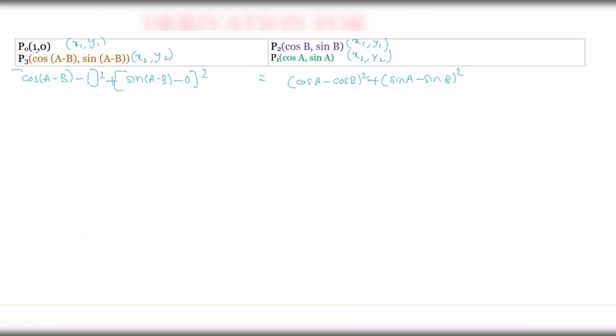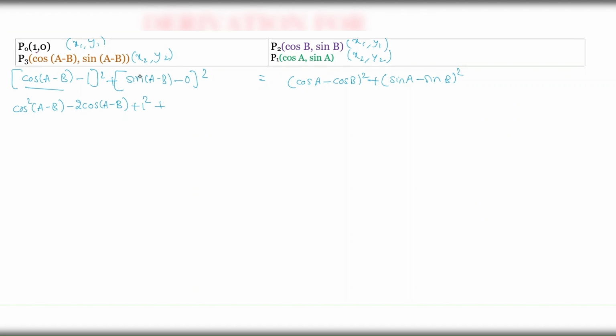The first one is like x minus y whole square. X minus y whole square is nothing but x square minus 2xy plus y square. In place of x, we have cos of a minus b. So cos square a minus b, minus 2xy means minus 2 cos a minus b into 1, plus y square, that is 1 square. Then we have here minus 0, we can ignore that.